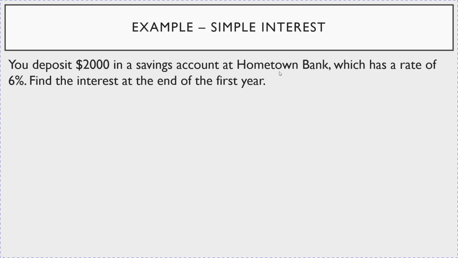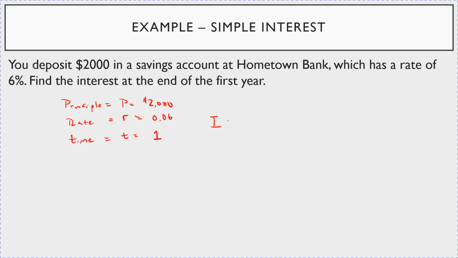Here's the first example of using simple interest. Suppose you deposit $2,000 in a savings account at Hometown Bank, which has a rate of 6%. Find the interest at the end of the first year. You're going to deposit $2,000, so that means your principal, which is P, is $2,000. You have a rate of 6%. Remember, you just have to write that as a decimal. And then you have this time, the letter T. We want to just figure out the end of the first year, so that's when T is equal to 1.